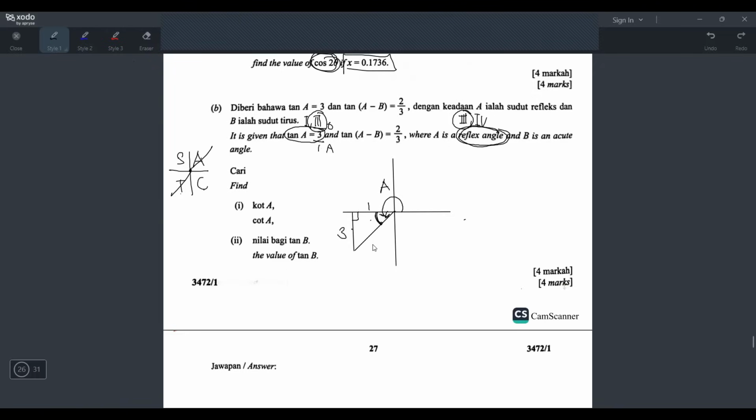And you can find the hypotenuse, right? So find it. How to find the hypotenuse? H equals square root of 1 square plus 3 square. Why plus? Because you are finding the longest side. So you end up with square root of 1 plus 9 is 10. So you end up with square root 10. Okay.